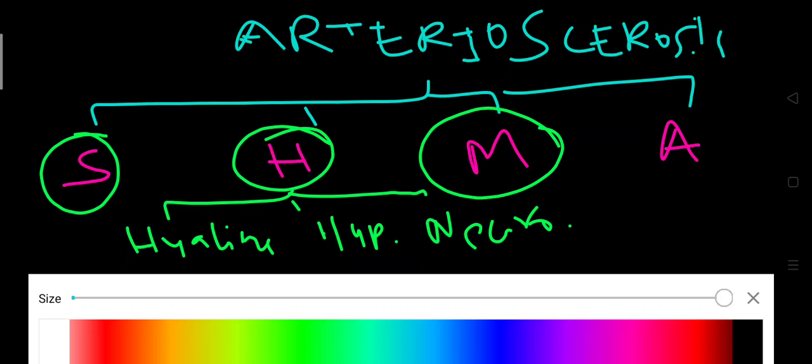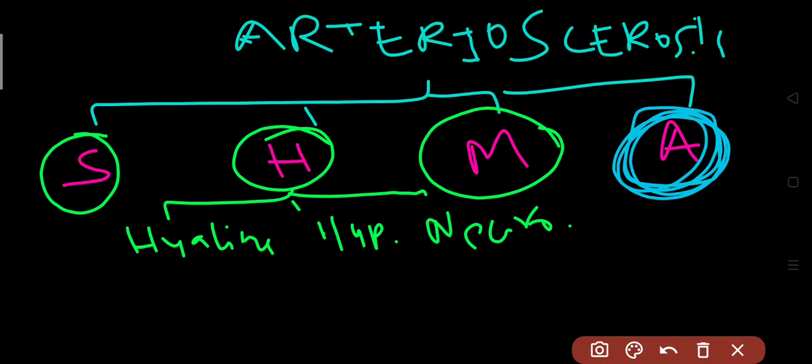But the last topic, atherosclerosis, is a vast topic, a big chapter. So we will not study it in this chapter, but separately, as a separate chapter.